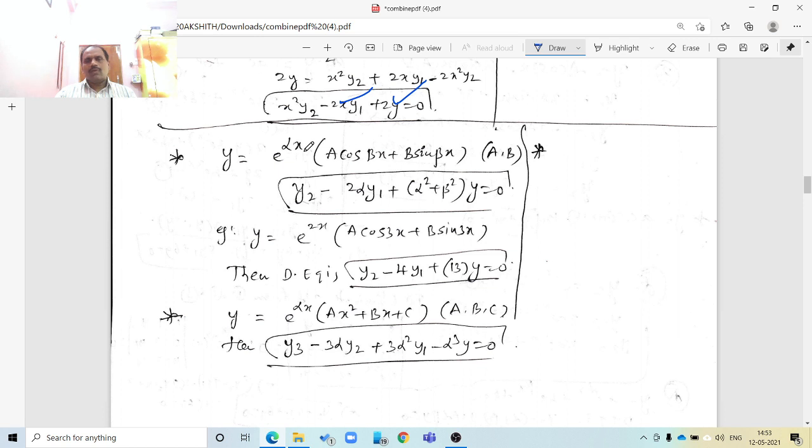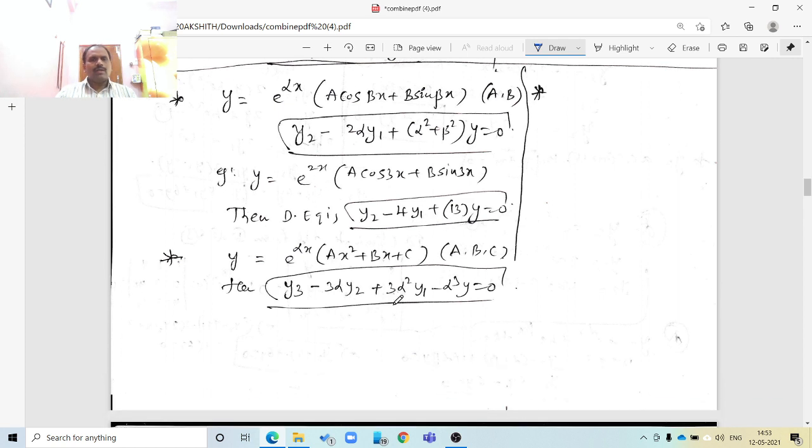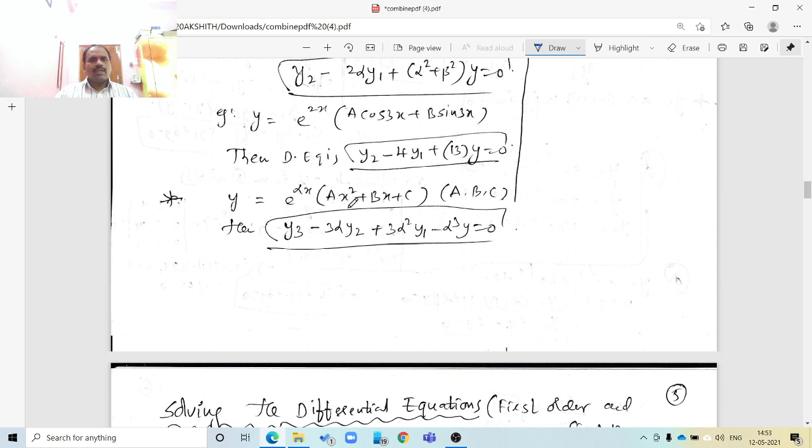y is equal to e^(alpha x) into (a cos beta x plus b sin beta x), where a and b are constants. So you can use this formula. For example, y2 minus 2 alpha y1 plus (alpha square plus beta square) y. Alpha is 2 and beta is 3. You can substitute, you will get the answer. And y is equal to e^(alpha x) into (ax square plus bx plus c), where a, b, c are arbitrary constants. You can use this formula.